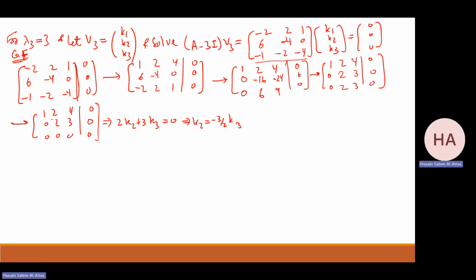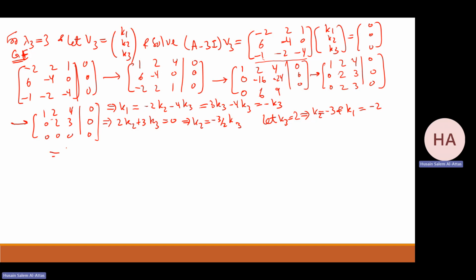Plug this in the first one. I have from here k1 equals minus 2k2 minus 4k3. If I plug k2 here, I have what? Minus 3 over 2 times minus 2, this will be 3k3, minus 4k3, and that is minus k3. So I let k3 equal 1. I'm getting what? k2... Oh, I did k3 equal 2. Make it 2, better. So I have k2 equal minus 3 and k1 equal minus 2.